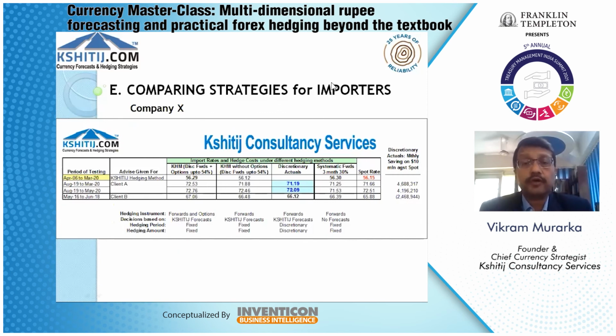This brings me to the next section, comparing strategies for importers. This is a study we've done for Company X over different periods, April 2006 to March 20. This is on the Kshitij hedging method. Then what we got for client A for a period August 19 to March 20 or August 19 to May 20, and what we got for client B, client A and B being different from Company X. Okay. Under the Kshitij hedging method, over a long period, we paid 56.29. And if we removed options from the Kshitij hedging method, we would have paid 56.12.